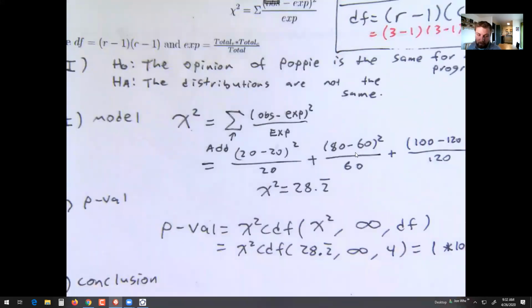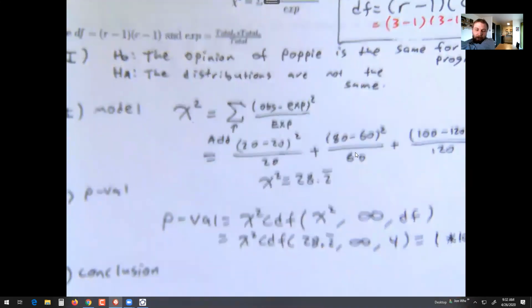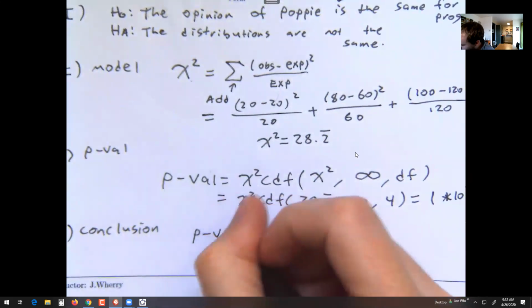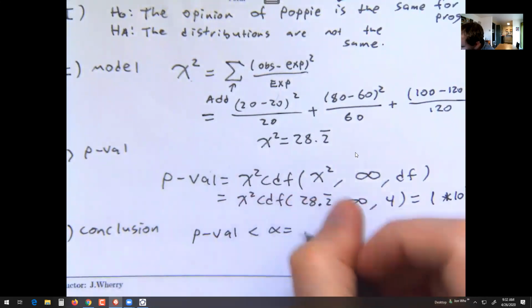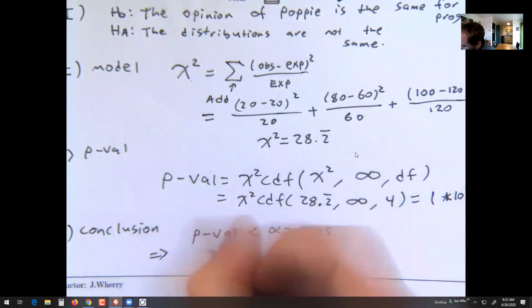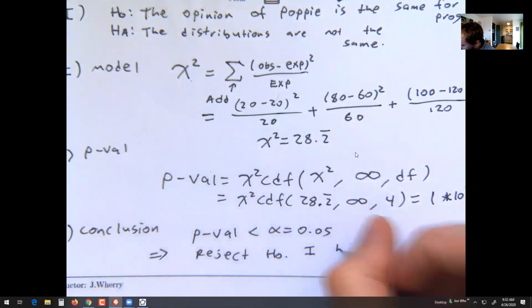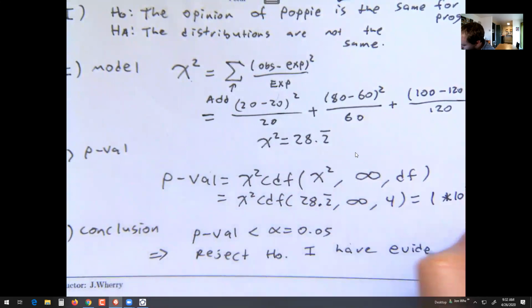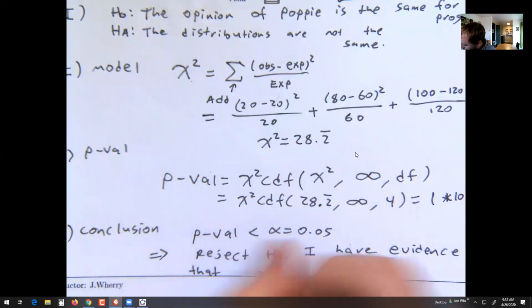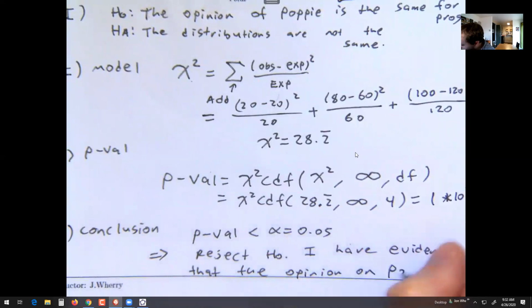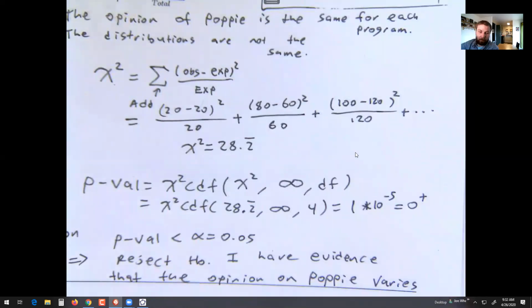Now that I have my p-value, I'm at that conclusion step. Reminder of this conclusion step, if your p-value is low, your null must go. This is a really small p-value. So I'm going to reject the null hypothesis, which tells me I have evidence that the opinion on the school mascot of Poppy varies by discipline.